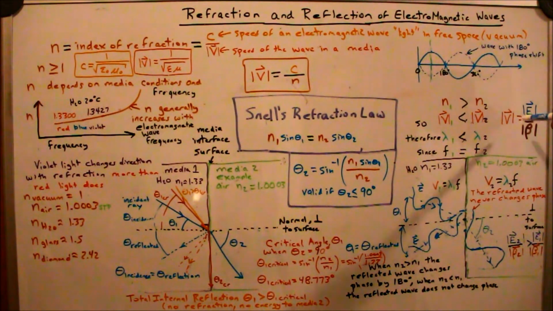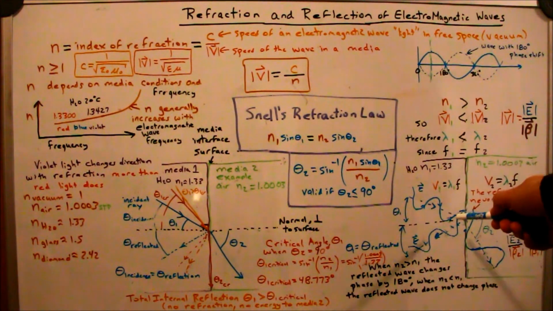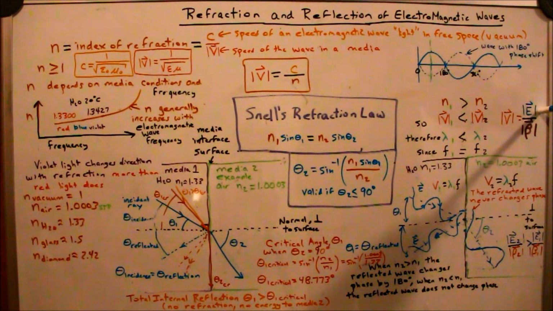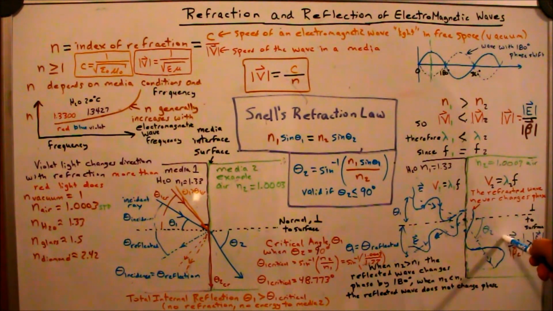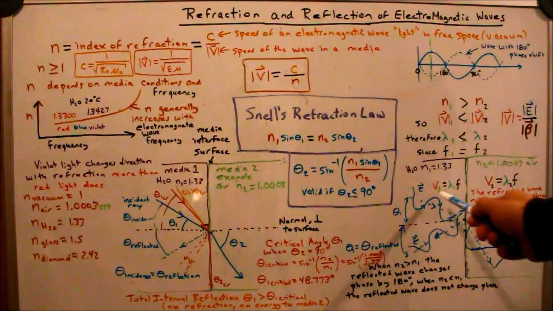Also, as far as velocity goes, we know the velocity of any electromagnetic wave is the ratio of the magnitude of the electric field compared to the magnetic field. And since I go to higher velocity here, I know in media 2 that ratio of electric field to magnetic field is going to be greater than it was in media 1.